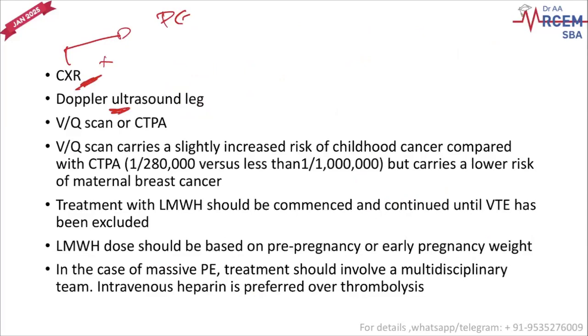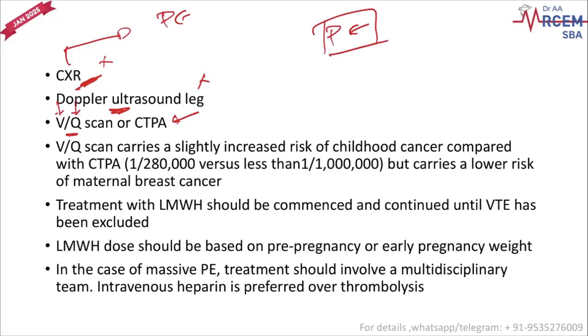Now, chest X-ray you have done, nothing is there. Lower limb scan you have done, nothing found, no clot is there. But you're still strongly suspecting PE. What to do at this point of time? You have two options: a ventilation perfusion scan, you can get it done. This is the VQ scan, as we call it, or you can get a CT pulmonary angiogram.